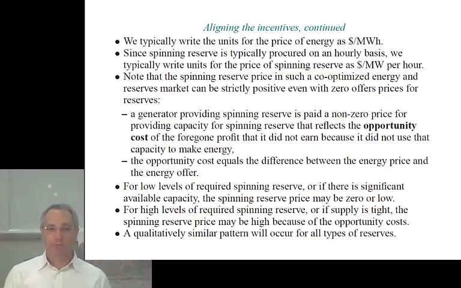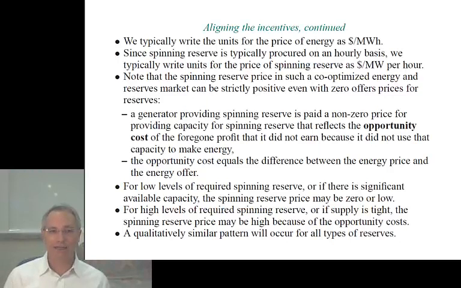The price for energy, we typically write the units for that price as dollars per megawatt hour, but since spinning reserve is typically procured on an hourly basis, we will write units for the price of spinning reserve as dollars per megawatt per hour. They're the same, but I've written them slightly differently. A couple of observations. The spinning reserve price in a co-optimized energy and reserves market can be strictly positive even with zero offer prices. A generator providing spinning reserve is paid a non-zero price for providing capacity for spinning reserve that reflects what is known as the opportunity cost. In this case, the opportunity cost of the foregone profit that it didn't earn because it didn't use the capacity to make energy.